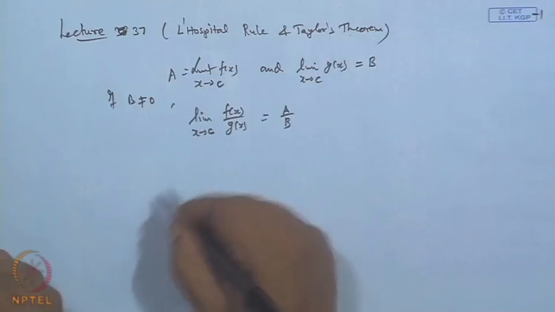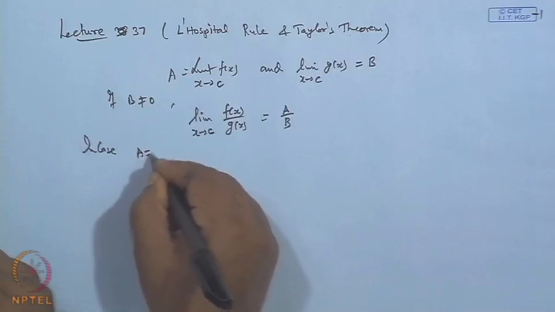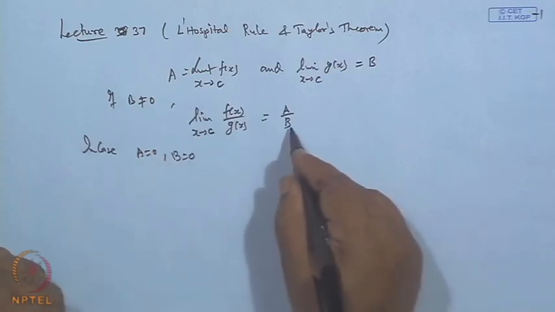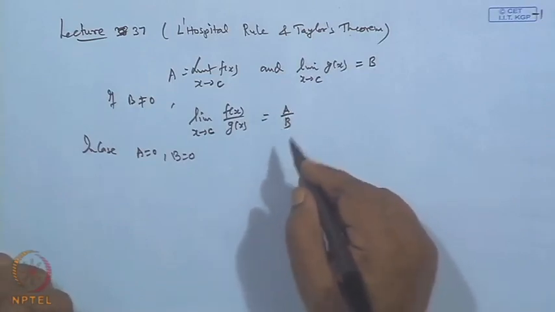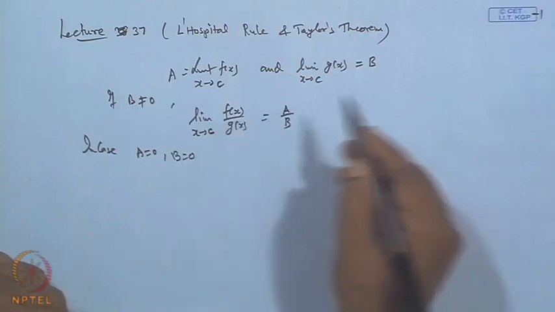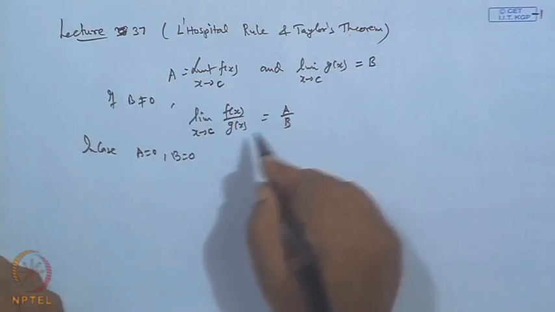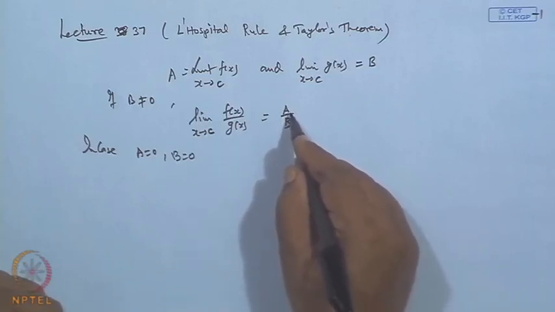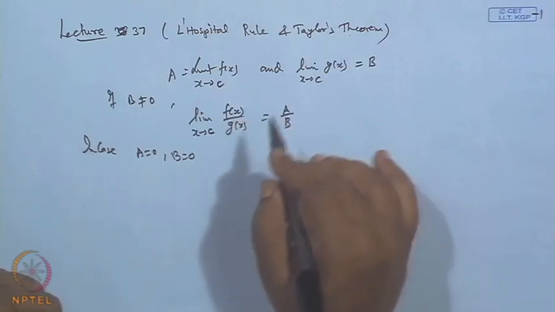But suppose a is also 0, b is also 0. If b is 0, a may be anything, then also we can discuss something, and it is shown that if the limit of the derivative exists, then this must be 0. In case b is 0 and a is negative, the limit goes to minus infinity, and if b is 0 and a is positive, then the limit will go to plus infinity.